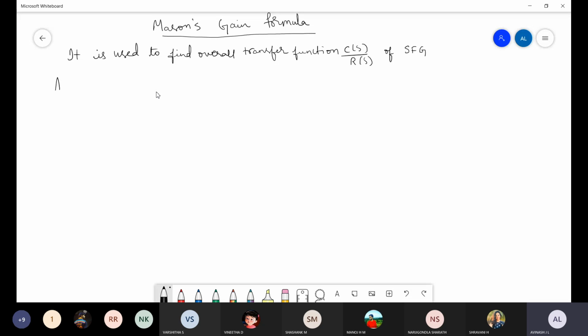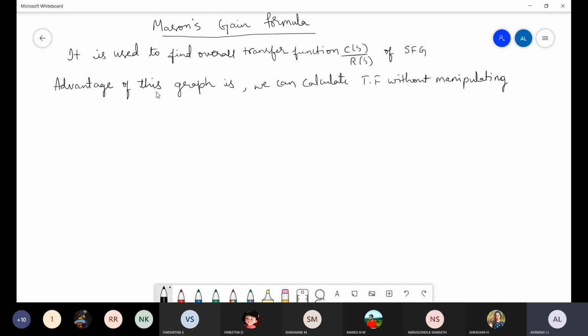So here, what is the advantage? Okay, advantage, you can write it. Advantage of this graph is we can calculate the transfer function without, here very important thing, without manipulating the graph. So mathematically, the equation has been given.